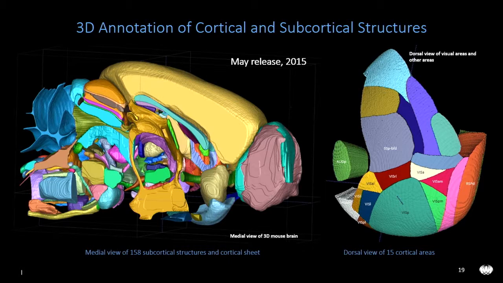So last May, we released 158 subcortical structures and 15 cortical structures. The goal for this project is to annotate 300 gray matter structures. And the next generation common coordinate framework will provide a solid foundation for multi-modality data integration. Thank you.